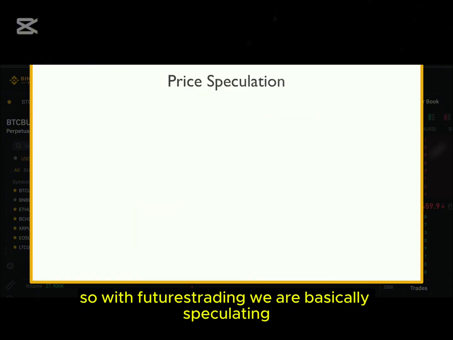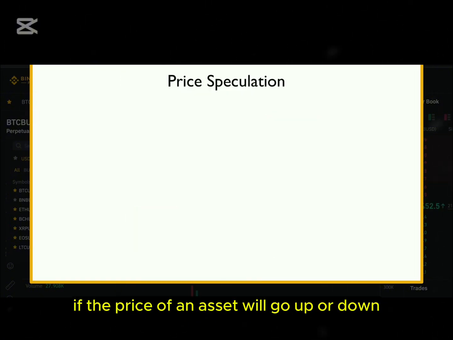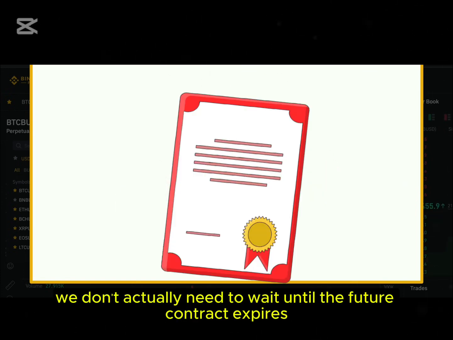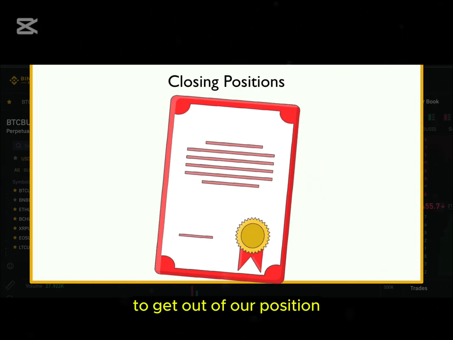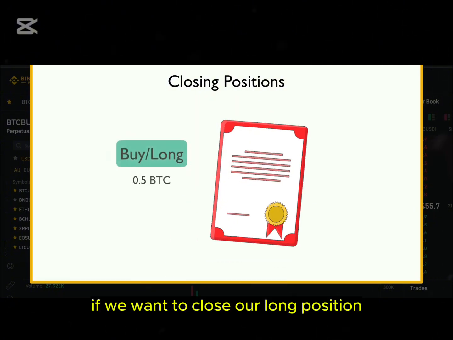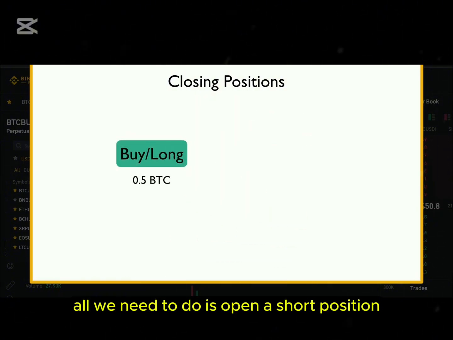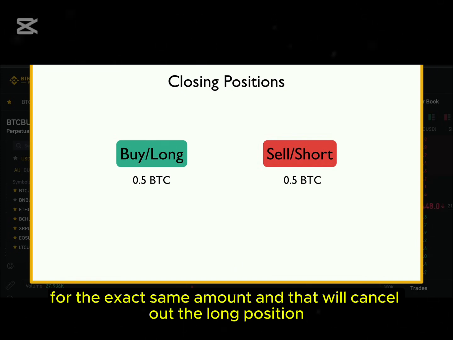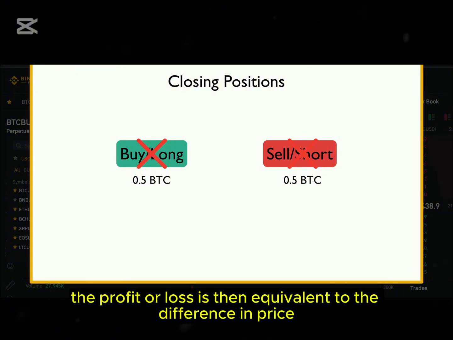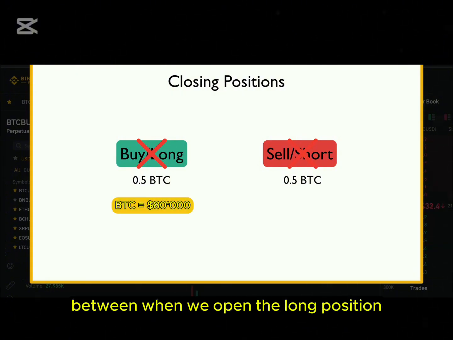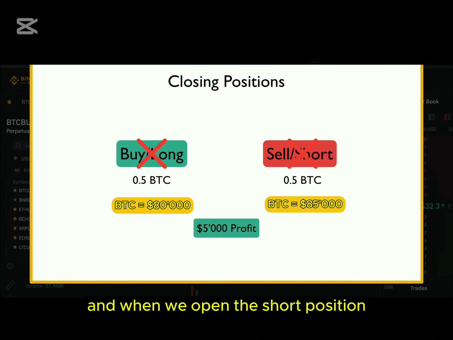So with futures trading, we are basically speculating if the price of an asset will go up or down. In practice, we don't actually need to wait until the future contract expires to get out of our position. If we want to close our long position, all we need to do is open a short position for the exact same amount, and that will cancel out the long position, getting us out of the trade. The profit or loss is then equivalent to the difference in price between when we open the long position and when we open the short position.